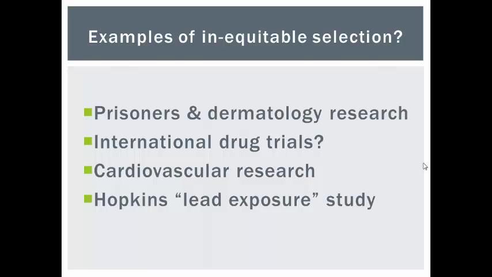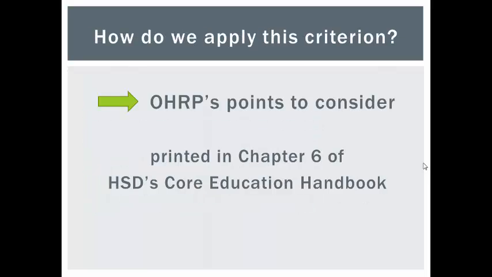And the Hopkins lead exposure study is another example that's been criticized because it was being done on people who were living in situations where they had to stay in these houses that had lots of lead, but they were not going to benefit from the outcomes of the study that showed how lead exposure could be managed. So lots of examples and important criteria.